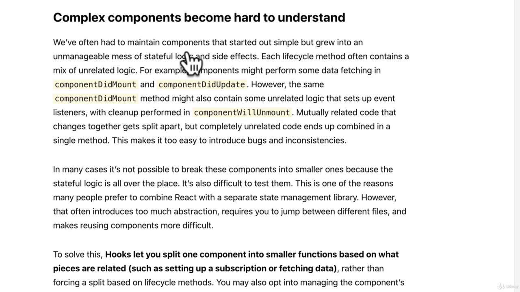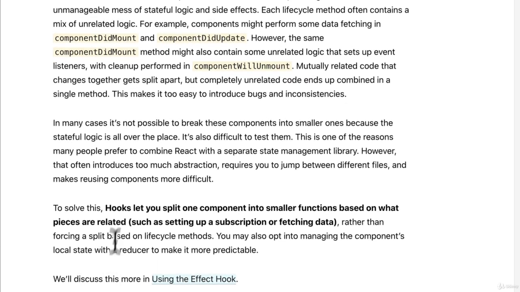Next is that complex components become hard to understand. You see, as components become bigger and bigger, especially class ones with componentDidMount, componentDidUpdate, componentWillUnmount, all these lifecycle hooks, things that can happen within a component, hooks make things a little bit cleaner. You can see over here, hooks let you split one component into smaller functions based on what pieces are related. Again, hard to really understand unless we code it.